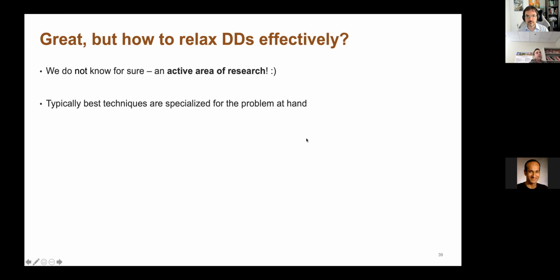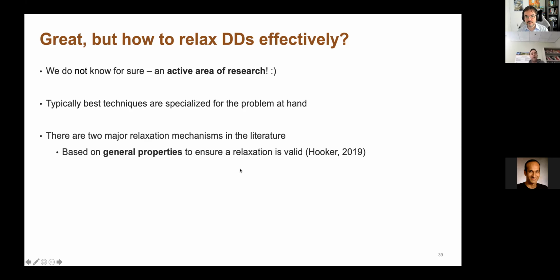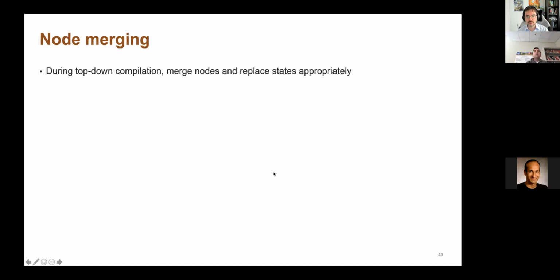There are many different ways that you can build a relaxed decision diagram. There are really two major relaxation mechanisms, which we're going to go through, and they're based on generic properties that you can use to ensure that a relaxation is valid. You can actually formalize this. But let's just talk about specifically how one might build a relaxed decision diagram. Node merging is one way that I have found to be particularly effective for combinatorial optimization problems. During the top-down compilation, which we've already talked about, you merge nodes and replace their states in a way that ensures that you never throw away any feasible solutions.